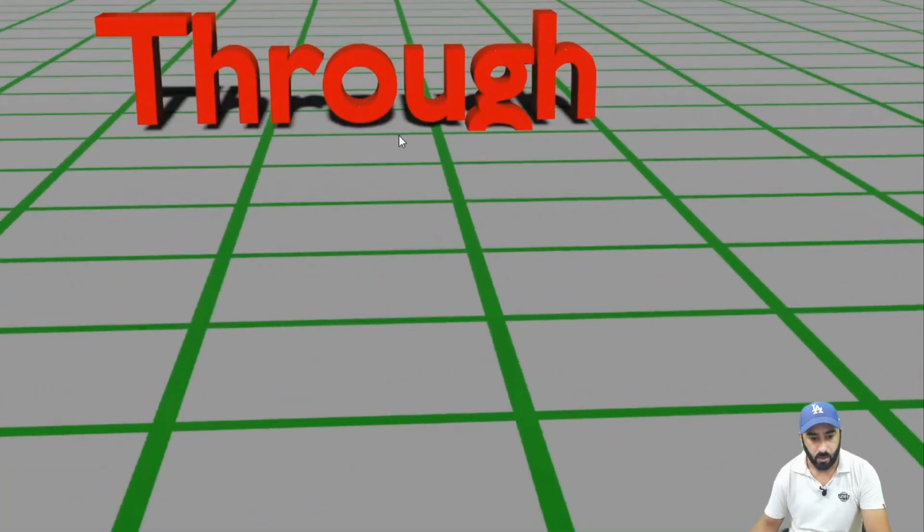Now we have through. Through is also used a number of times, and across and through both have similar definitions, but through has some variation. So let's firstly look at the definition.